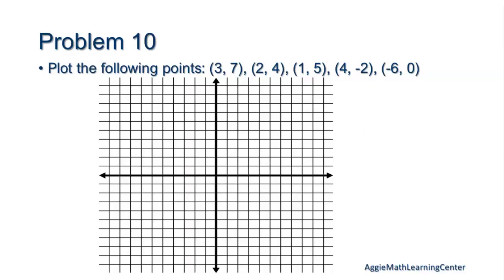If I'm graphing the point (3, 7), how do I graph it? Go to 3 on the x-axis. So we're going to go to the right 3, and then up 7. And if I counted correctly, I did. Okay, there's (3, 7).